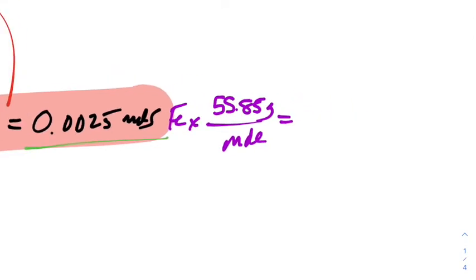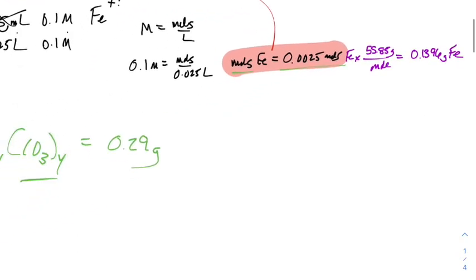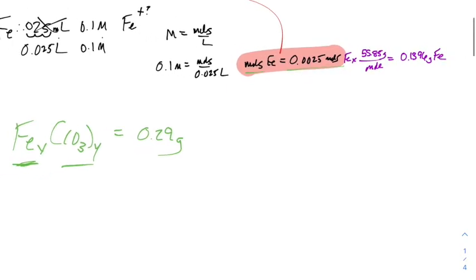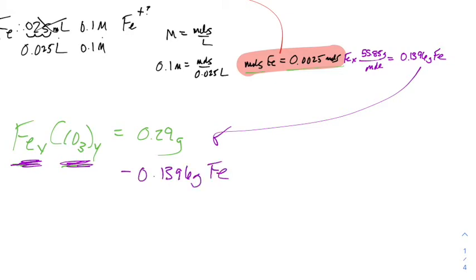So we multiply that by 5585 and we get 0.1396 grams of iron. All right, so that means of the 0.29 grams here, that is the iron and the carbonate, we know how much of it is actually iron. So we're going to subtract out 0.1396 grams of the iron.